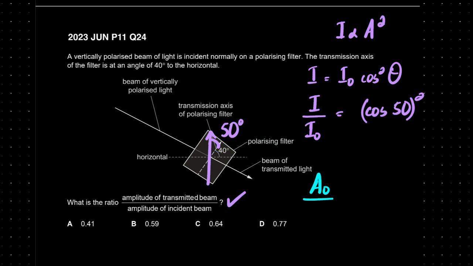So then by the same reasoning, if you do A over A naught, that's going to be cos 50 squared again. So it's really going to be cos 50 to the power 4. Right? So whatever this turns out to be is your answer here. So for 24, it must turn out to be C. Is that what we're getting?